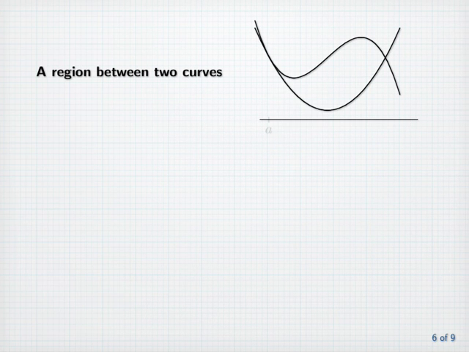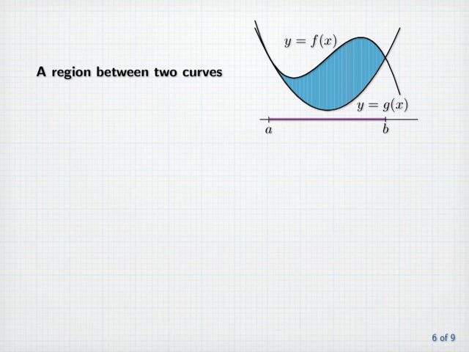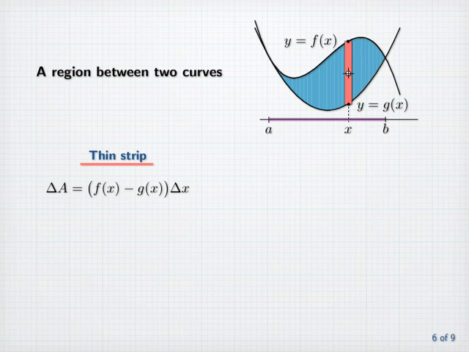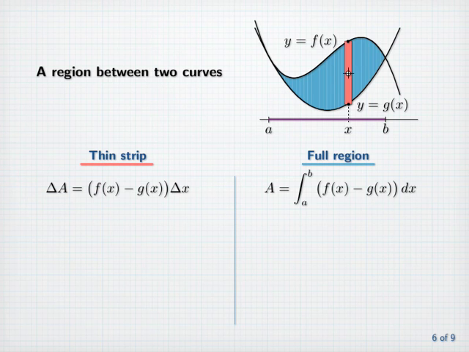Now let's consider a region bounded by the graphs of two functions of x between x equals a and x equals b, with y equals f of x forming the top edge and y equals g of x forming the bottom edge. Consider a typical vertical strip centered at x with width delta x, noting that the centroid of the strip is located at x, 1/2 of f of x plus g of x. This thin strip has area delta A equals f of x minus g of x times delta x, and the full region has area A equal to the integral of f of x minus g of x times dx.